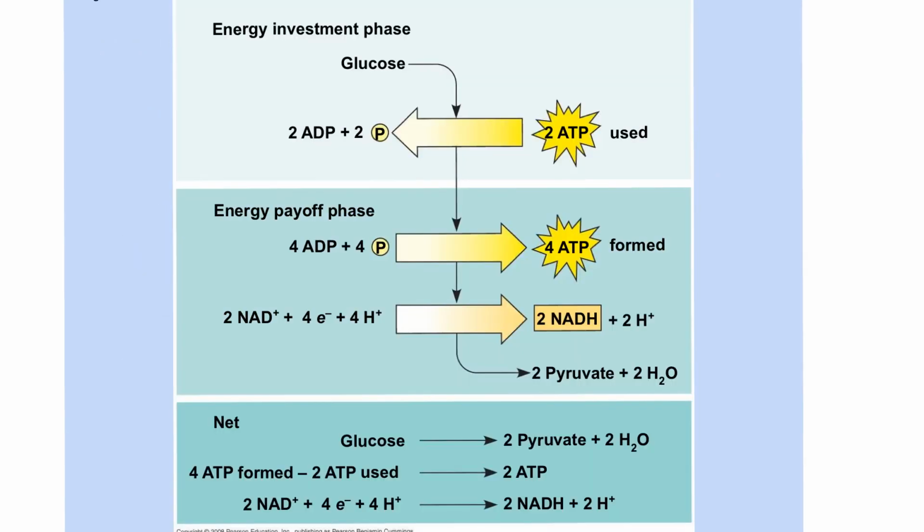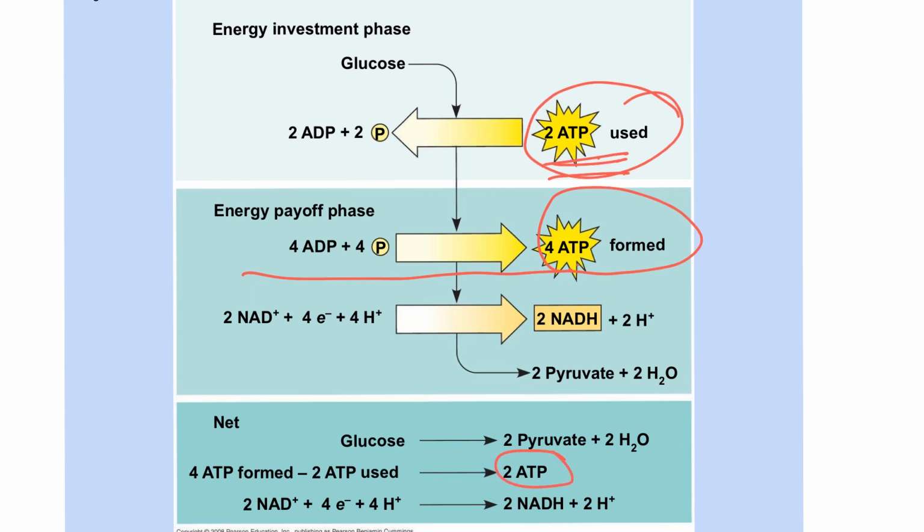So here we go. This is kind of an accounting sheet. In the first phase, I'm going to use up some ATPs. And you might think, well, why in the heck would you? I thought the whole point was to make ATPs, Mrs. Foy. This is true. But I have to use some ATPs in order to be able to make more. And so I'm going to use up some ATPs, and then you're going to see that I actually make some. I use 2, and I make 4. And so I end up with a net overall of 2 ATPs.